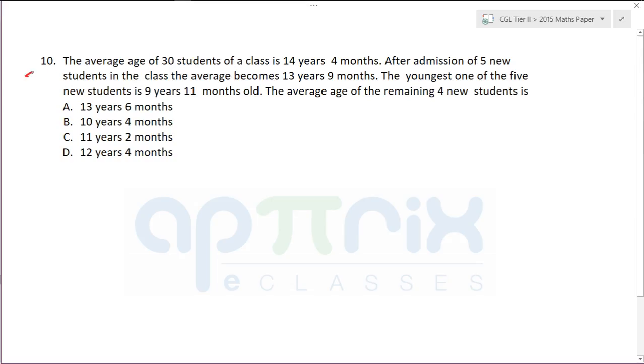Question number 10 now. It says the average of 30 students of a class is 14 years, 4 months. After admission of 5 new students in the class, the average becomes 13 years, 9 months. The youngest one of the 5 new students is 9 years, 11 months old. So find the average of the remaining 4 new students. All right. Clear or not? So shall we solve it?